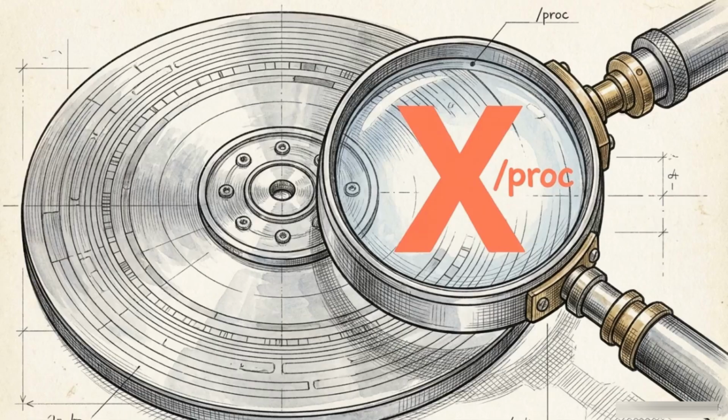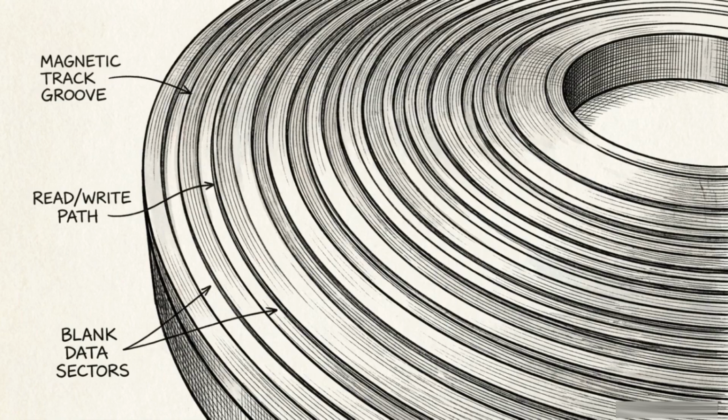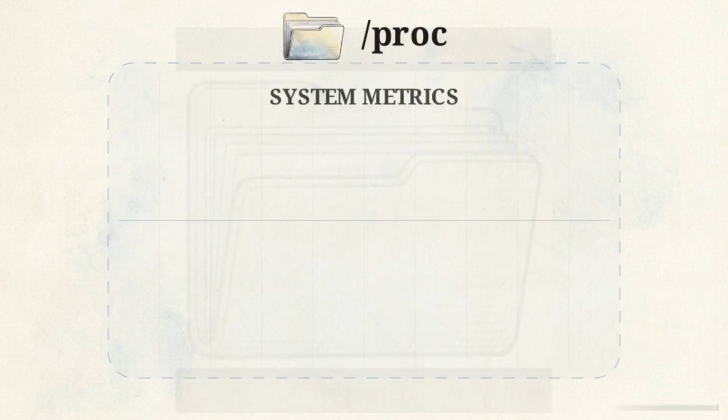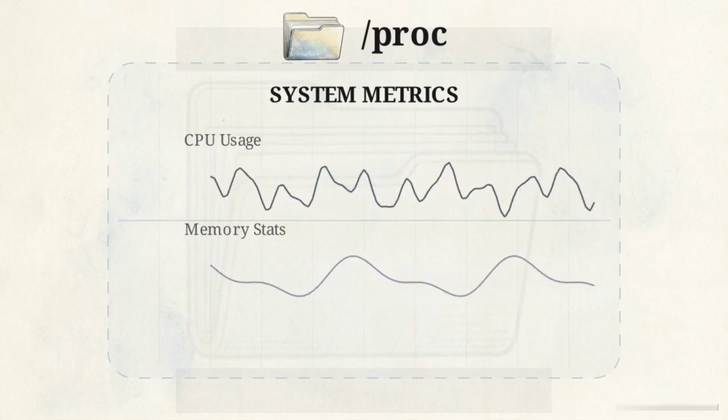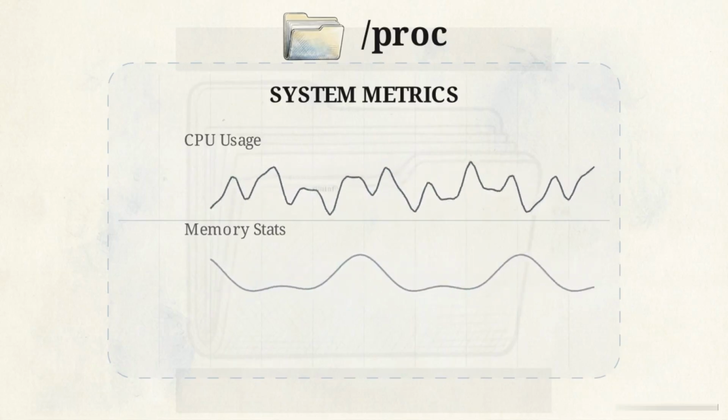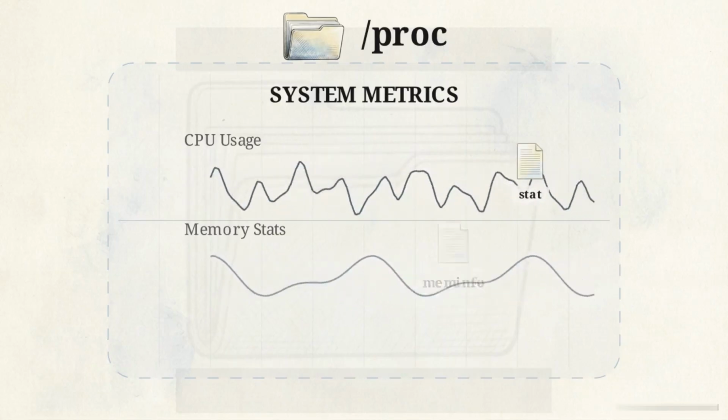Then there is /proc. If you were to look for this directory on your physical hard drive, you wouldn't find it. It does not exist as a collection of magnetic bits on a disk. This diagram shows how /proc functions. It is a real-time illusion generated by the system's kernel. It presents live data, such as CPU usage and memory stats, as if they were text files you could read.